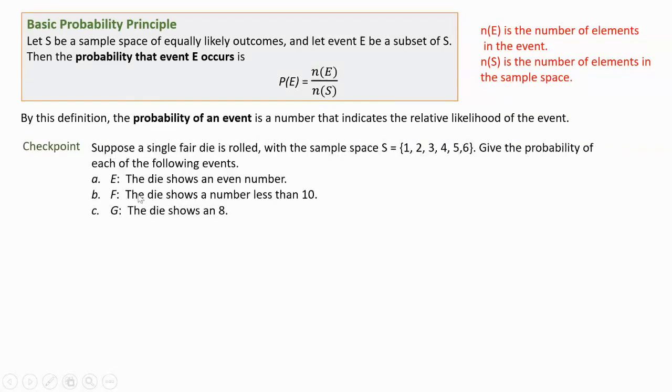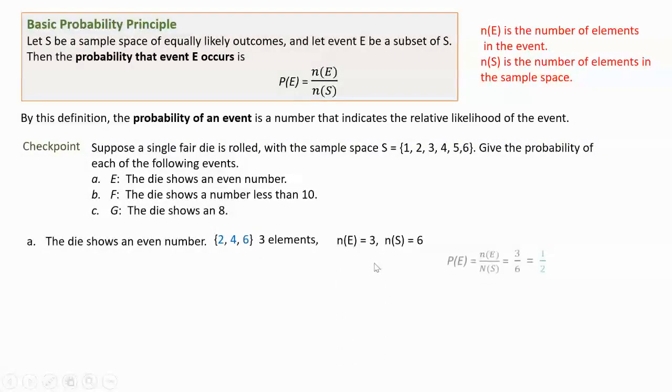Example, checkpoint. Suppose a single fair die is rolled with a sample space S equal to the elements 1, 2, 3, 4, 5, 6. Give the probability of each of the following events. For A, a die shows an even number. So the even numbers are 3 elements. The sample space is 6 elements. So it's going to be 3 over 6. That's my answer, which would be 1/2.